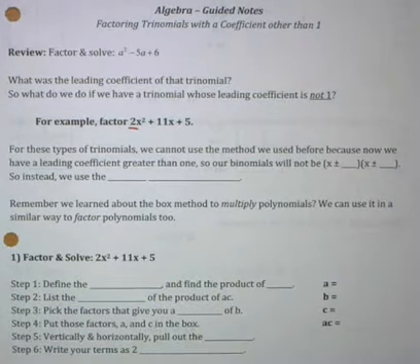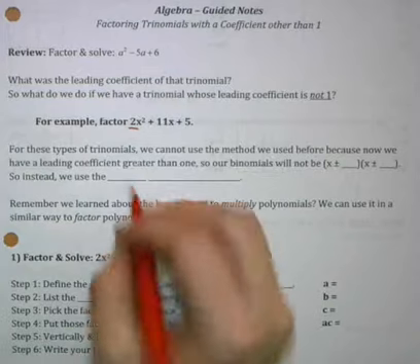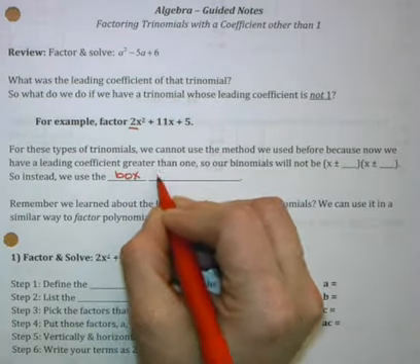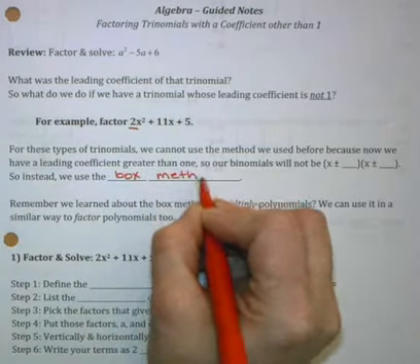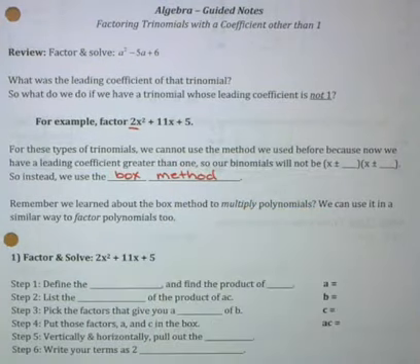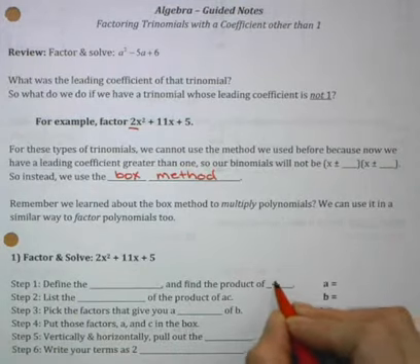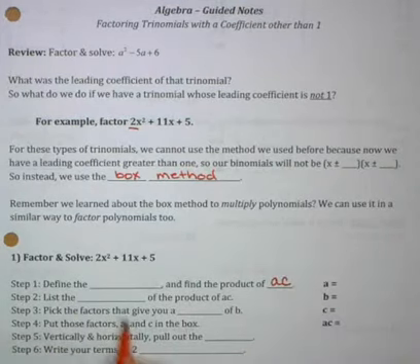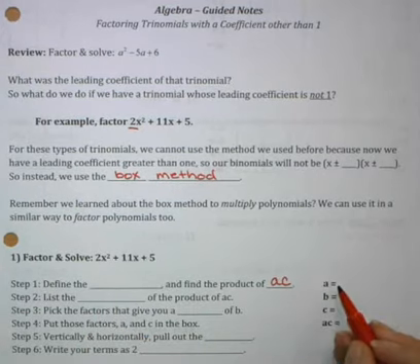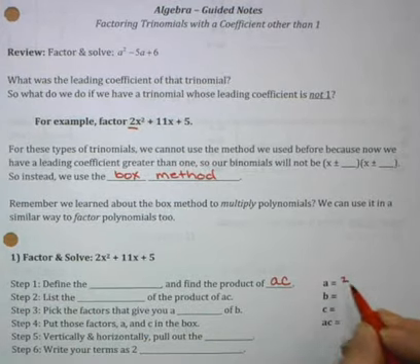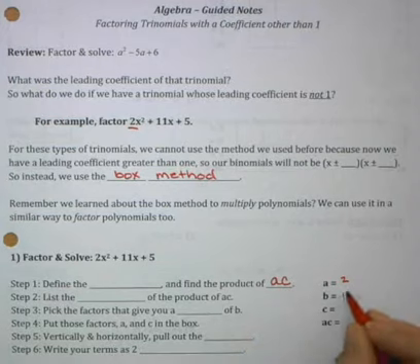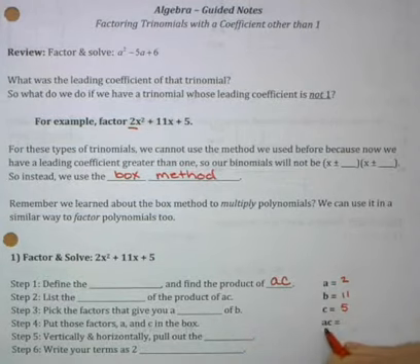When we have a coefficient that's not 1, we're going to use something called the box method to find our factors that are binomials. Okay, so first we're going to find the product of A and C. In order to find the product of A and C, we need to find A. A is 2, B is 11, and C is 5. A times C then is 10.